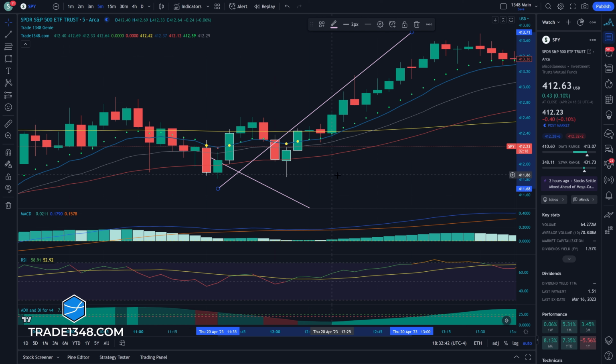We then set ourselves up for these pairs here. As you can see, we break the 24, we quickly get another traffic light to the downside. Now, we're not entering on this candle, right? Because the alerts we're receiving are after candle close.